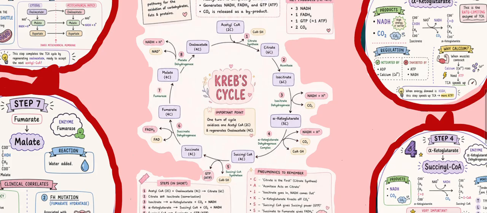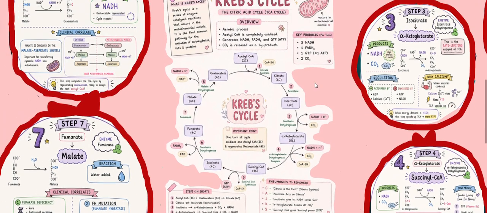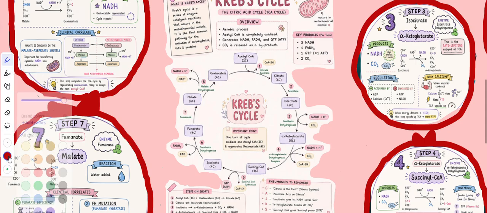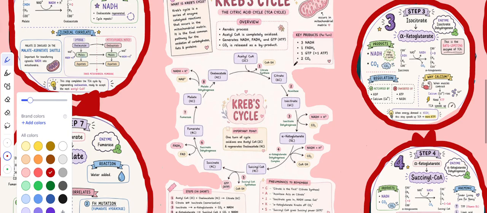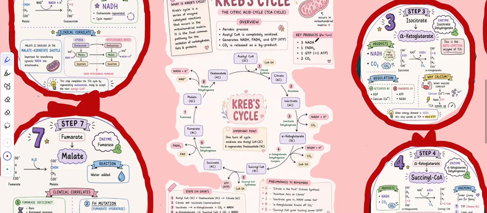One turn of this entire Krebs cycle produces three NADH. Can you see it here? Let me just zoom out a bit. Can you see that it produces three NADH, one FADH2, and one GTP, which is equivalent to one ATP, and two carbon dioxide molecules. Every cycle of the Krebs cycle produces this, okay? So this is something I want you guys to remember.